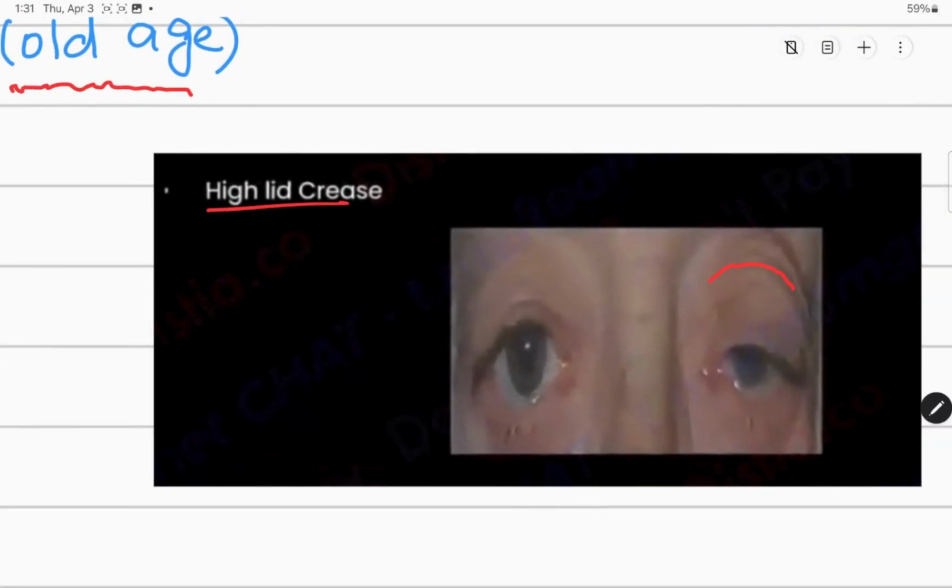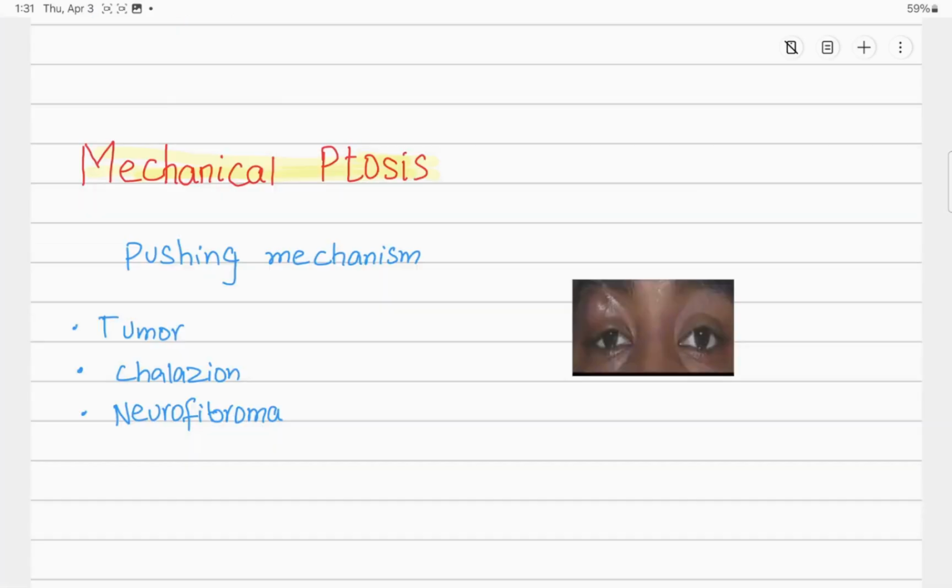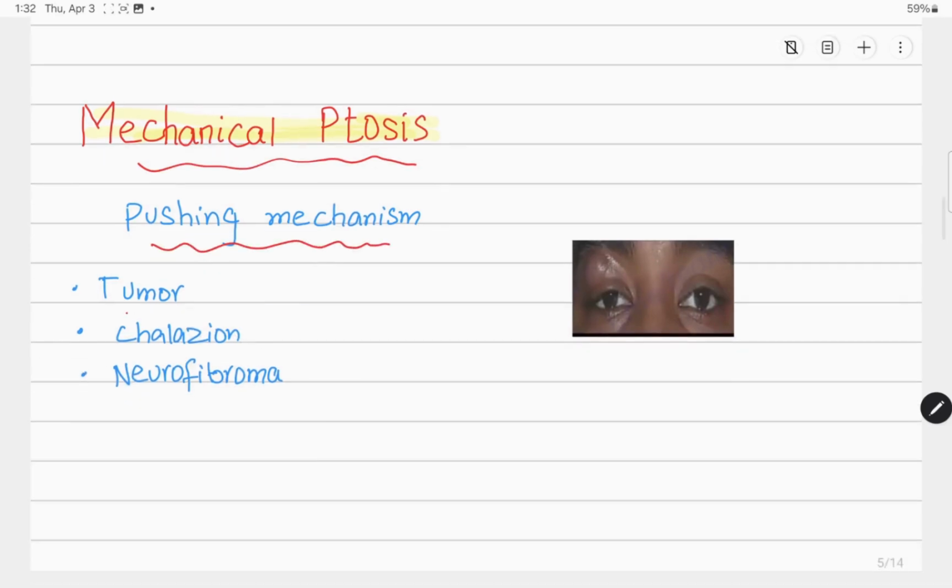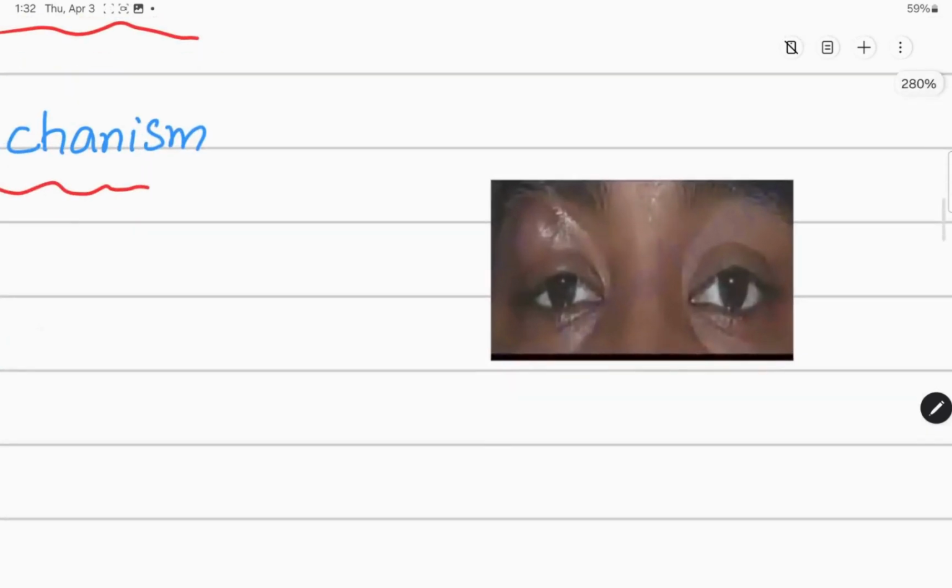So this is the lid crease. Lid crease is very high as compared to normal, which will be like that, but in this case the lid crease is very high. The other is mechanical ptosis. Due to any mechanical problem, like if there is a pushing mechanism, if there is any tumor, lesion, or neurofibroma, like you can see this one, this can cause ptosis.